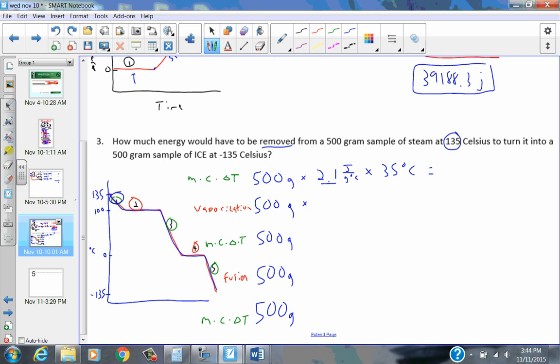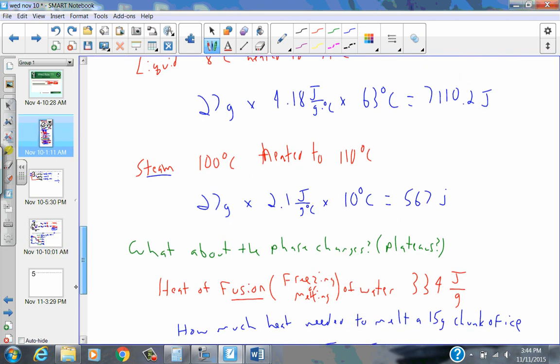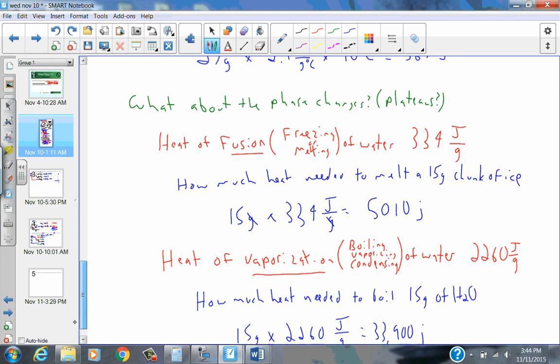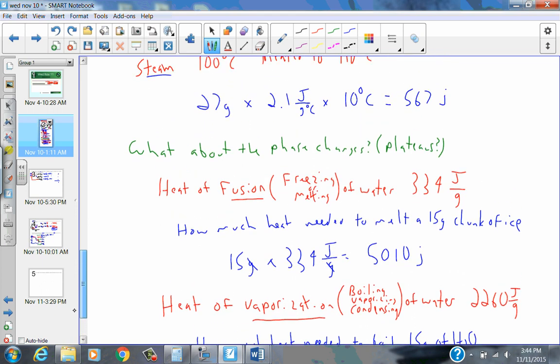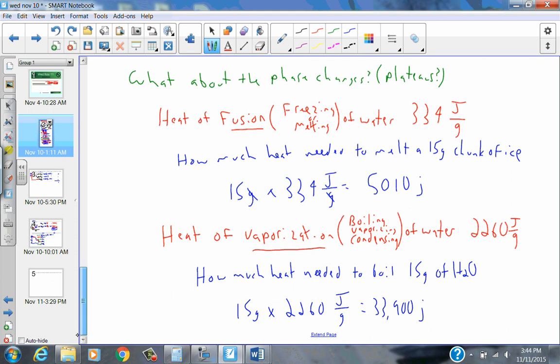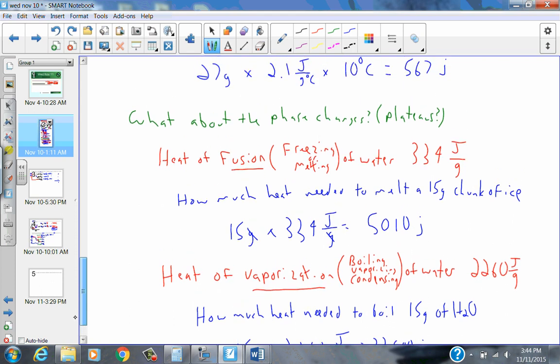So what we need is the heat of vaporization. Go back to our notes. What is the heat of vaporization of liquid water? That is 2,200. I can't find it. Heat of fusion, heat of vaporization. Where did we write it? Did we not write it?